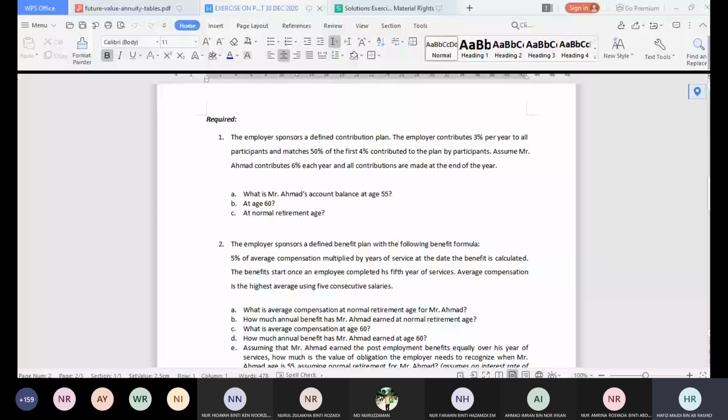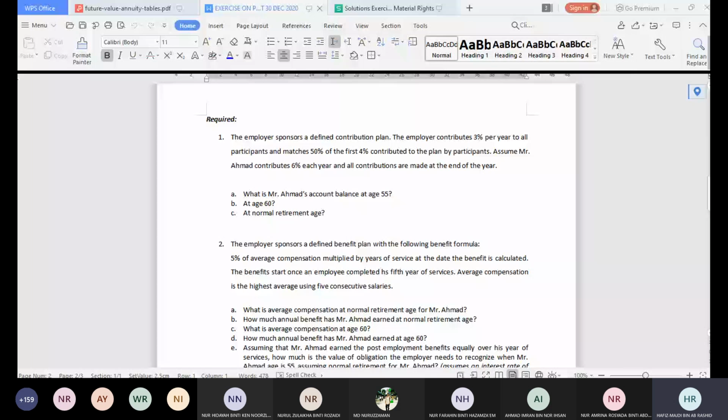And this plan only becomes a liability, an obligation for the company, if the employees complete 5 years in service. That means if the employees retire before the completion of 5 years in service, then this benefit will not be given to the employees. So it only becomes an obligation to the company if employees complete the first 5 years in service.